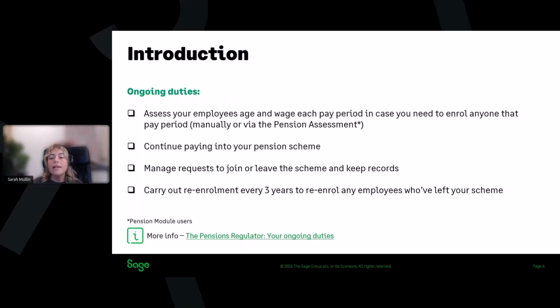Now, you can do this manually by checking each employee's record for their age and enter payments for their earnings. But if you are using the pensions module in Sage 50 Payroll, you can actually run a pension assessment, and that will perform that assessment automatically for you.